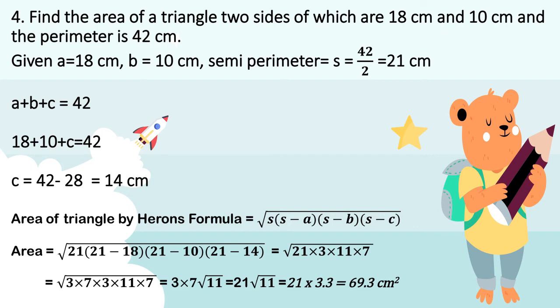Now I will write Heron's formula and substitute the values of A, B, C and S. After substituting the values I get under root 21 in brackets 21 minus 18, another bracket 21 minus 10, and the third bracket 21 minus 14. On solving these brackets I get under root of 21 multiplied by 3. First bracket the value is 3 after subtraction, second bracket the value is 11 and the third bracket the value is 7. So again what I will do? I will do the prime factorization. I can split 21 as 3 cross 7. Then I will write 3, then I will write 11, then I will write 7.